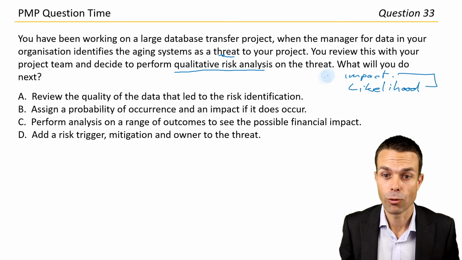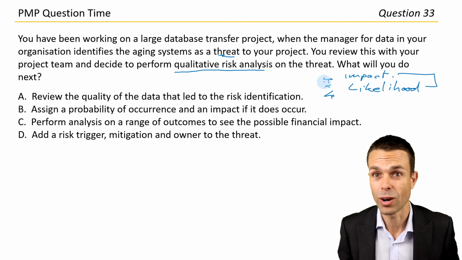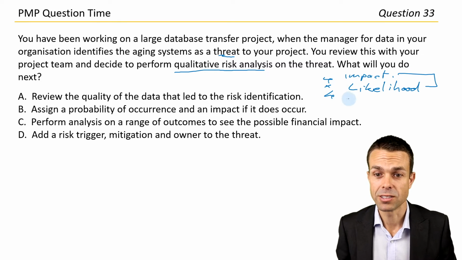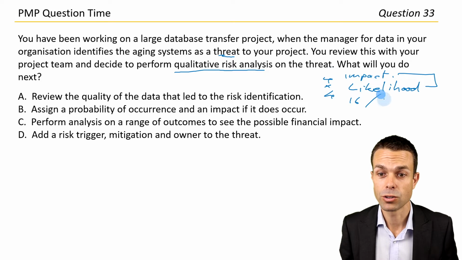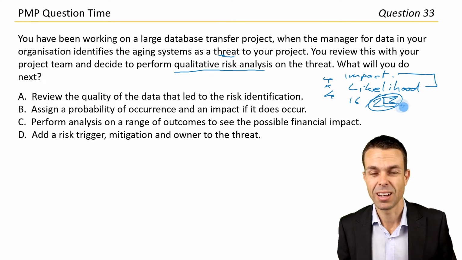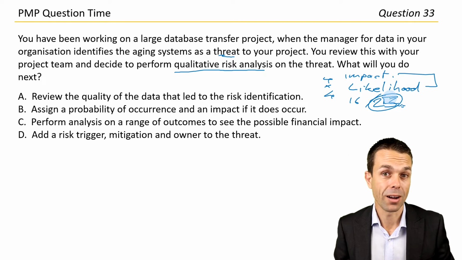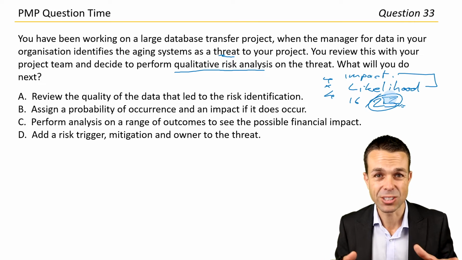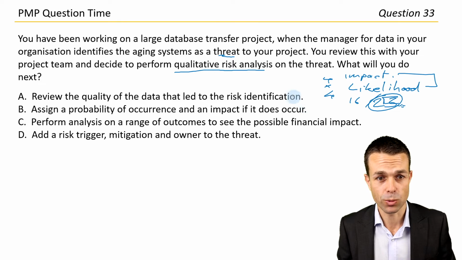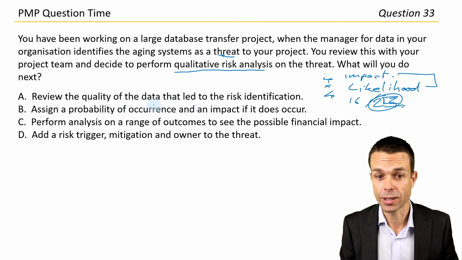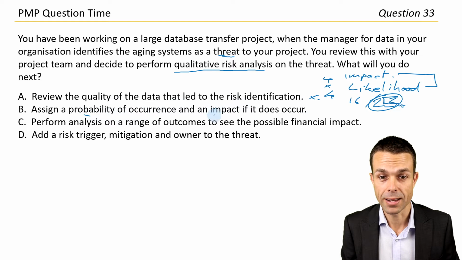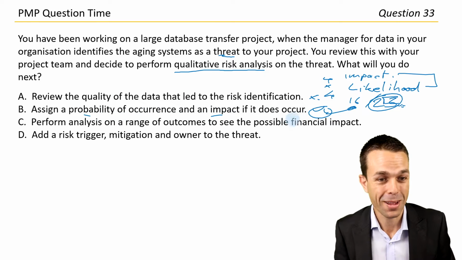So 4 times 4, for example, 4 out of 5 times 4 out of 5 is 16 out of 25 in total possible risk assessment there for us. But that's just one way to do it. Quantitative is more of our big simulations and financial analysis. So that's a little bit different as well. But do we review the quality of the data? No. Do we assign a probability of occurrence and an impact? I think that's probably where we're going with all of this.